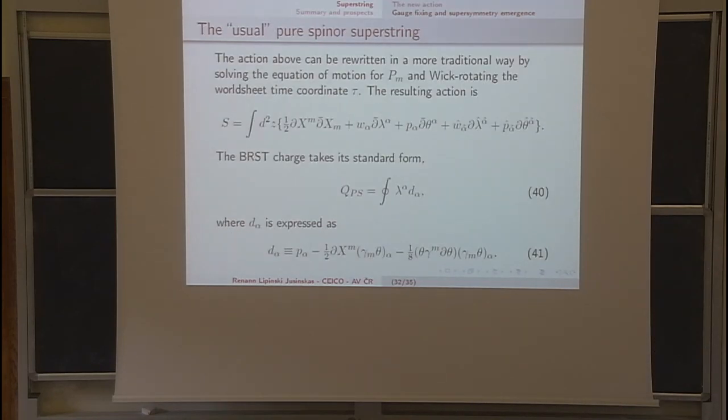Right? So if you solve, you can write it in a more conventional form by Wick rotating the worldsheet coordinates, and if you solve the equation of motion for P_m, the conjugate to X, this is the final form of the action, now in terms of unconstrained spinors, and the BRST charge is just this one, right? And the alpha is expressed as this. So it's basically a worldsheet generalization of the previous worldline D alpha that we had. Right?